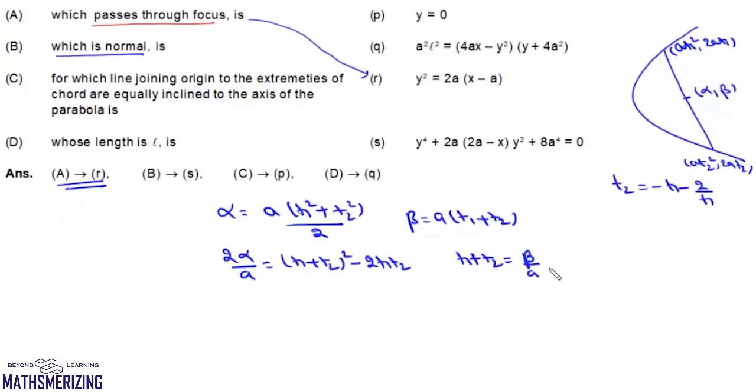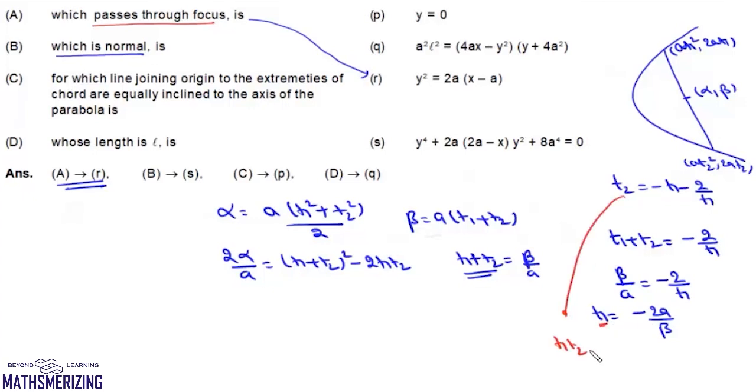Here t1 plus t2 will be beta upon a. Now from here we can also write t1 plus t2 as minus 2 upon t1. So we'll replace the value of t1 plus t2. Then beta upon a is minus 2 upon t1. So basically t1 will be minus 2a upon beta. Now once we have t1, we can also find t1 t2. We can write t1 t2 as minus t1 square minus 2. So it'll be minus 4a square upon beta square minus 2.